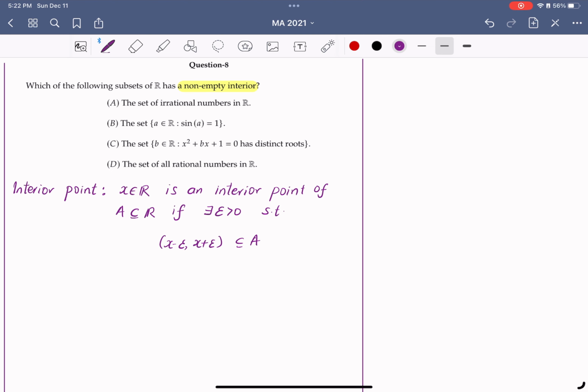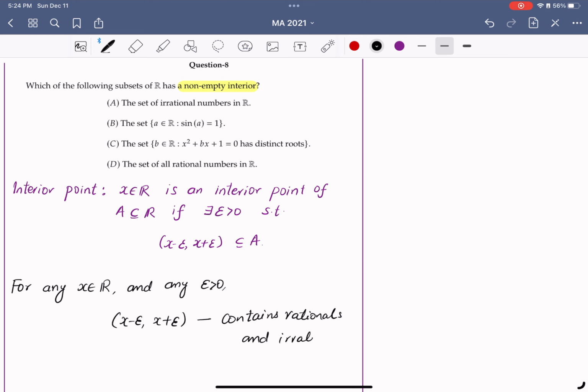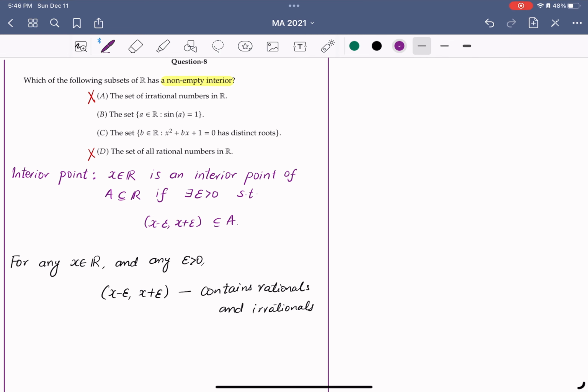So the question is, does the set of irrational numbers contain an open interval inside it? Now, what do we know about the set of irrational numbers? We know that if we consider any open interval (x minus epsilon, x plus epsilon), this open interval contains both rationals as well as irrationals. In other words, no open interval can be completely inside the set of rational numbers or irrational numbers. So that means the set of irrational numbers as well as the set of rational numbers have empty interiors. So options A and D are wrong.